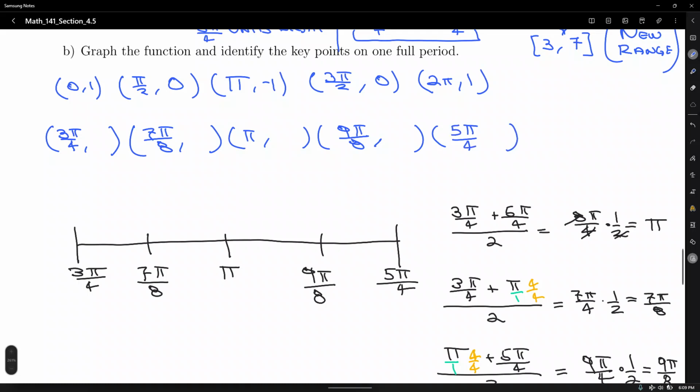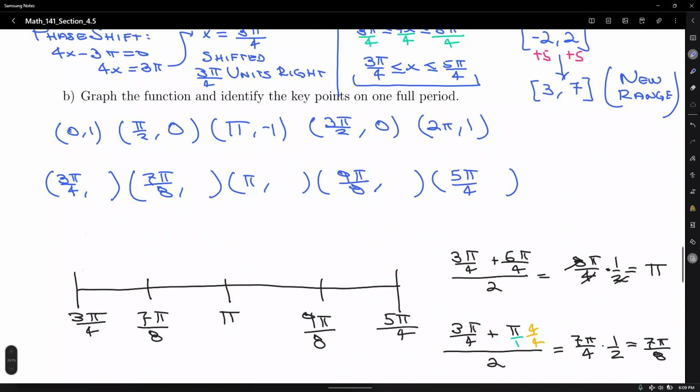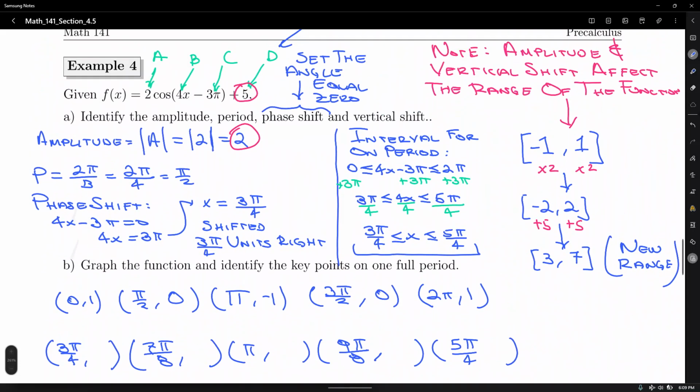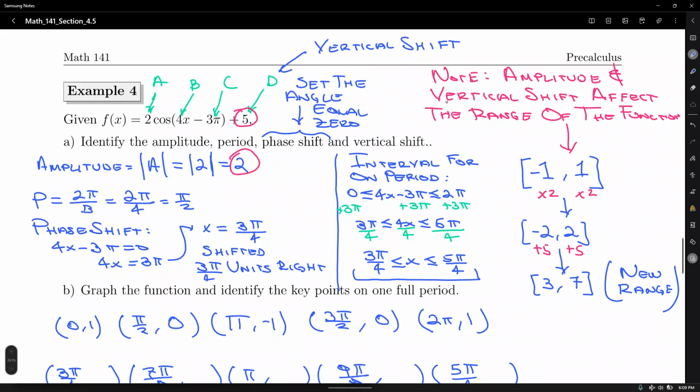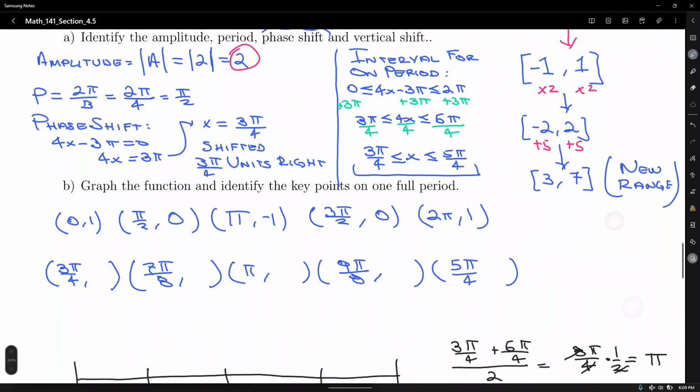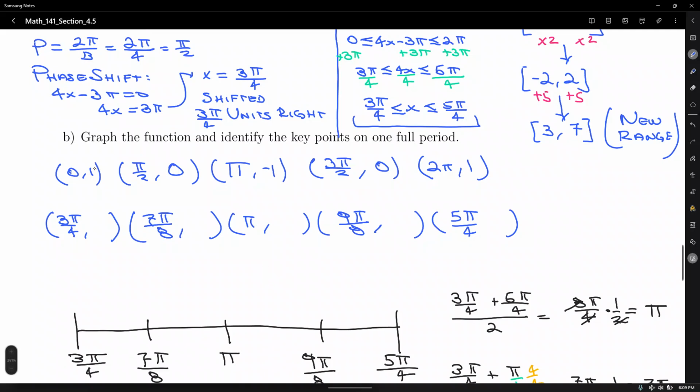Okay, so let's find the blanks. Remember, what do we do to the y coordinates, which are affected by the amplitude and the vertical shifting? Oh, so remember how we first multiplied the numbers by 2 and then we added 5? How about we do those two operations to these y coordinates? Okay, this number 1, multiply by 2 and add 5.